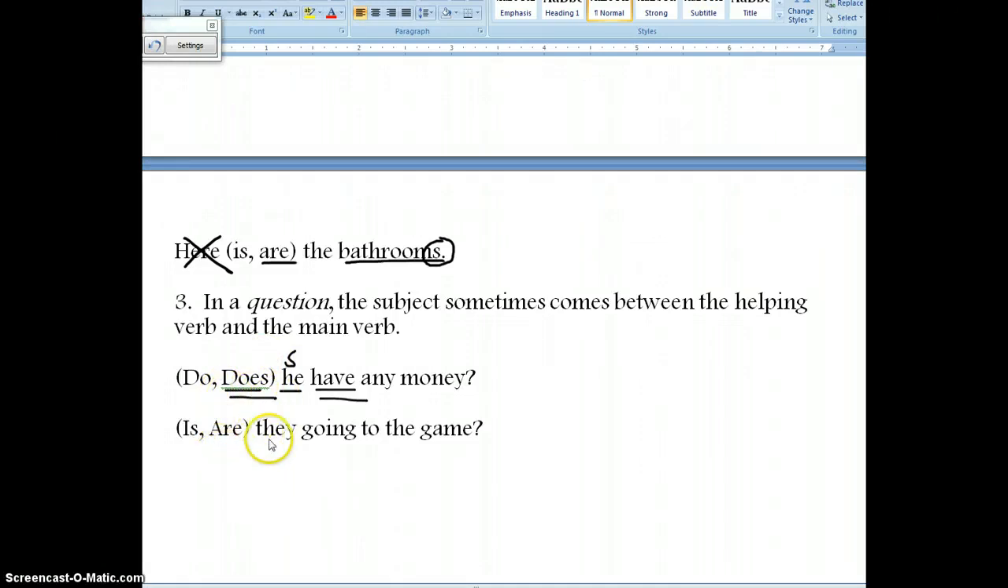It should sound right to you. In this one, the subject of the sentence is going to be they. Notice it's after my helping verbs. They is plural, so I'm going to choose my plural verb, are going. Okay, this is one of the few times where there's no S involved on either end of the word, and that's okay. But you should know "they is" is not right. "They are" is probably the only time that S rule does not work, but most of the time it does.